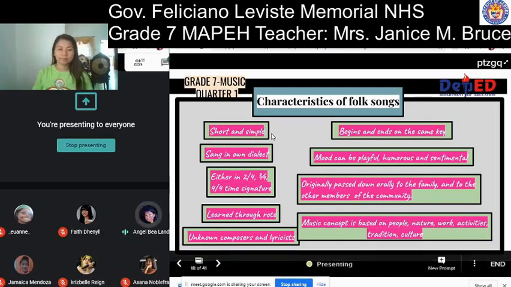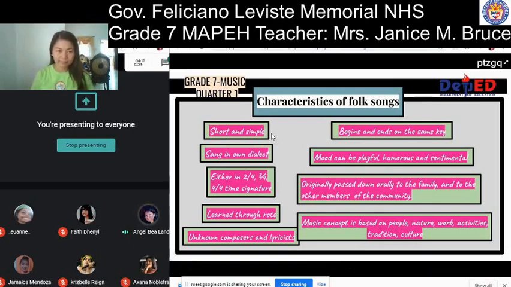The first characteristic of folk songs would be short and simple. If I'm going to elaborate, short and simple are the songs that can be easily recognized, like Leron Leron Sinta. It's easy to recognize and it's lively, so people are going to enjoy it. Thank you for that answer. So songs are easy to memorize because they are short. It's as simple as that. Thank you for helping us understand more of that.